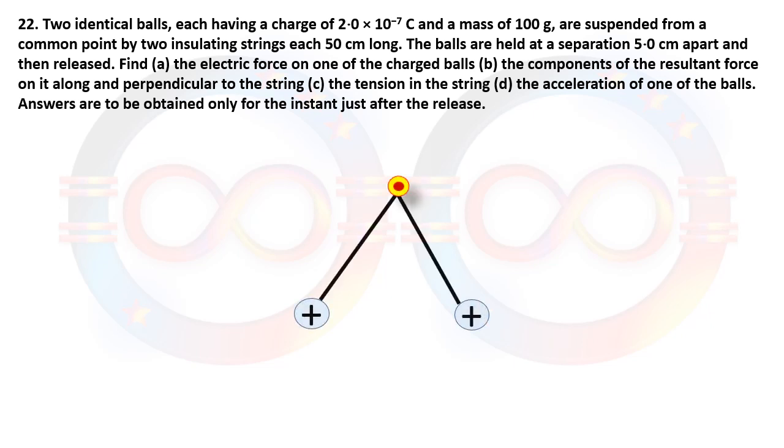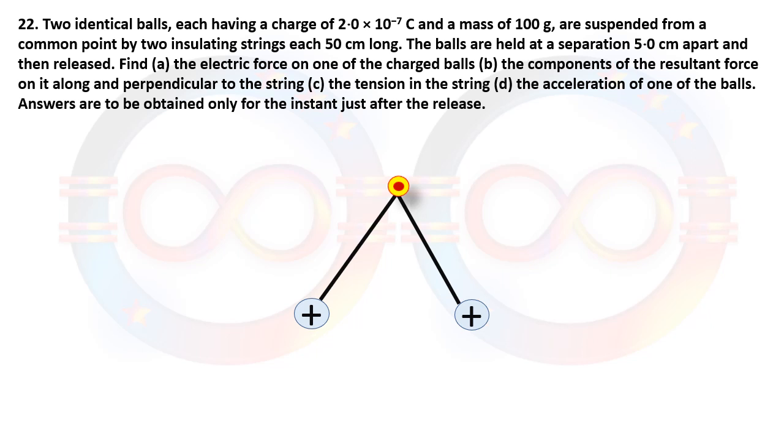In this question, it is said that there are two charged particles suspended from a common point by a string of length 50 centimeter. The balls have a charge of 2 into 10 raised to minus 7 coulomb. Mass is given as 100 gram, and they are held 5 centimeter apart. It is not said in the question that they are at equilibrium. Once they are released, at that point of time we have to calculate many values. Like in A, it is asked to find the electric force between these two.